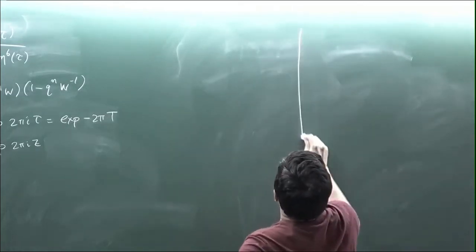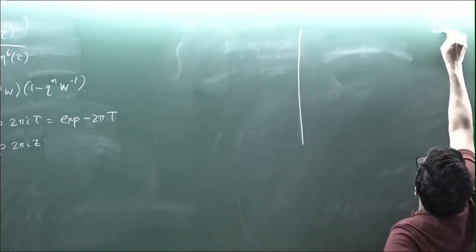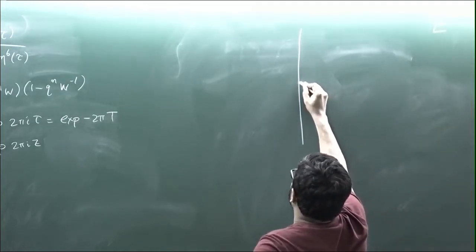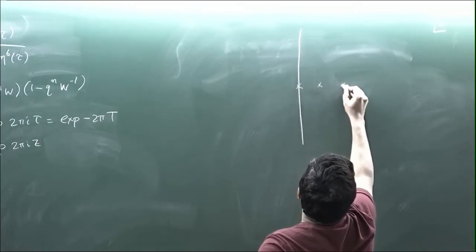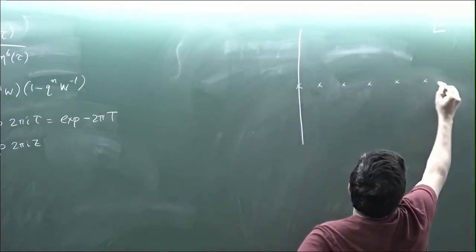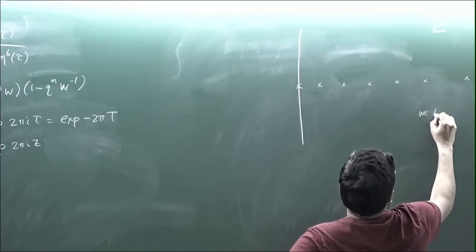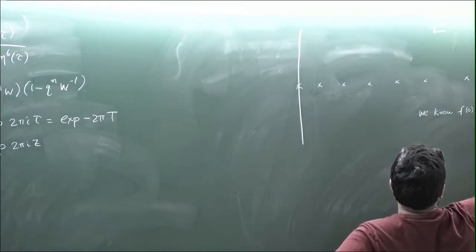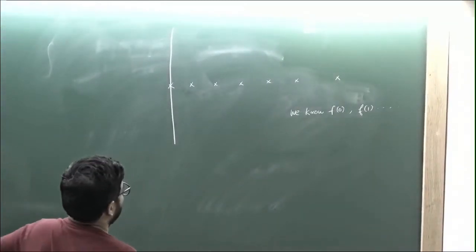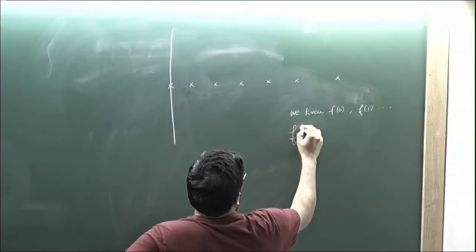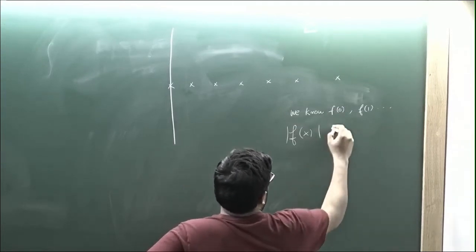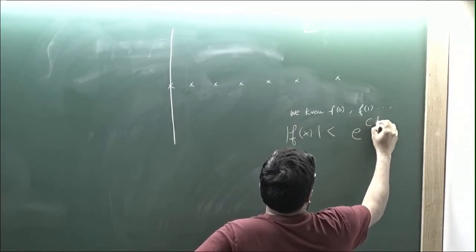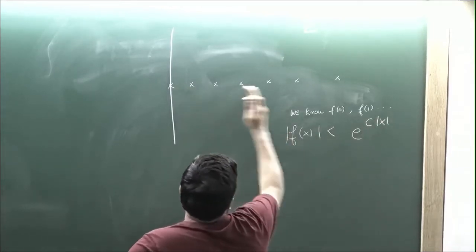So let's say we have some half plane in some complex variable. Let's call it x. And let's say you know the value of the function at all the integers. So we know f of 0, f of 1, and so on. And we know that the absolute value of f of x is less than some e to the c times x in this half plane.